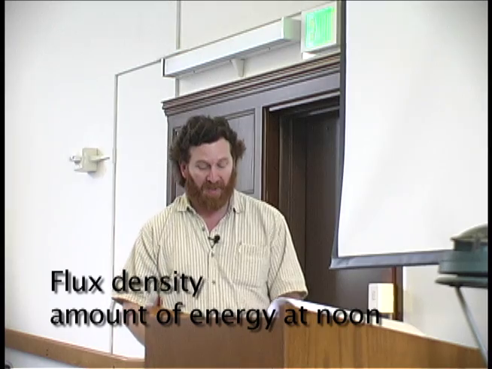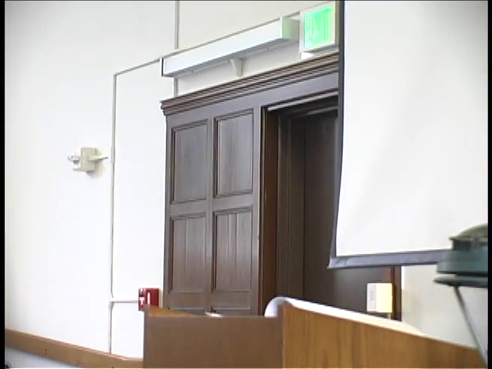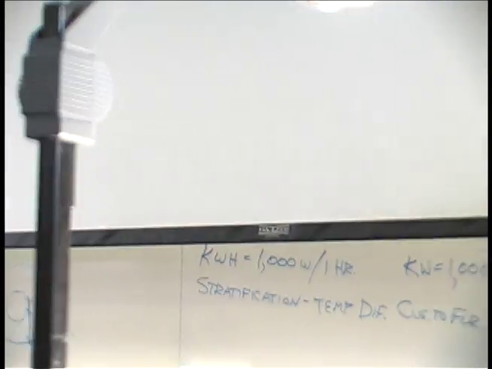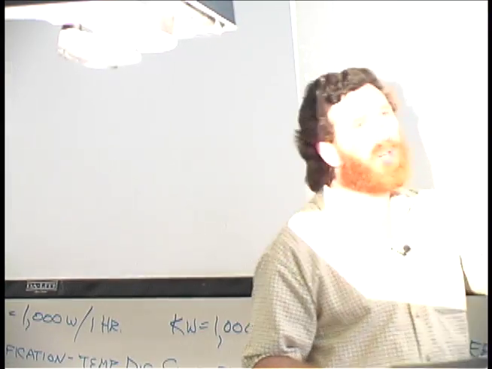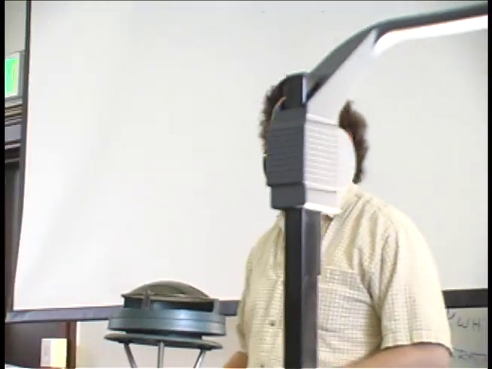So we talked about flux density, how much energy is coming down at noon as opposed to other places. 9 to 3 are the hours that you're concerned with. Between noon and 4 o'clock, there's twice as much radiant energy coming down at noon as there is at 4 o'clock. That's amazing. And mostly it's because of how much atmosphere it's going through.